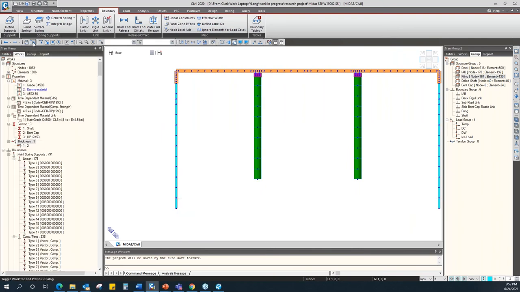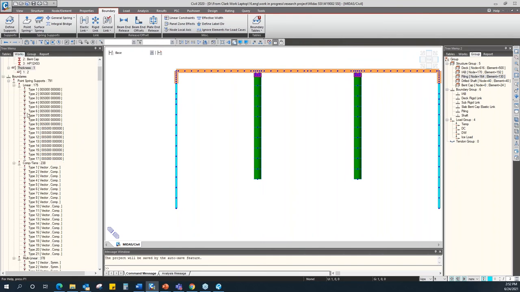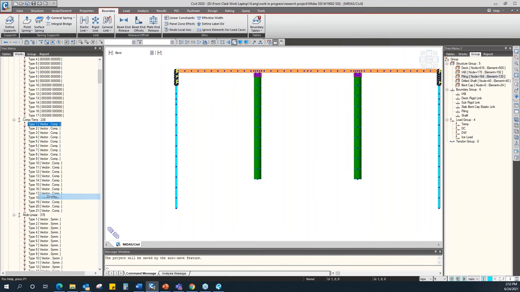And here, from the boundary, for the integral abutment, by default it uses the compression-only tension, the kind of bearing, and for the pinions and shaft, also by default it uses the multi-linear elastic springs.